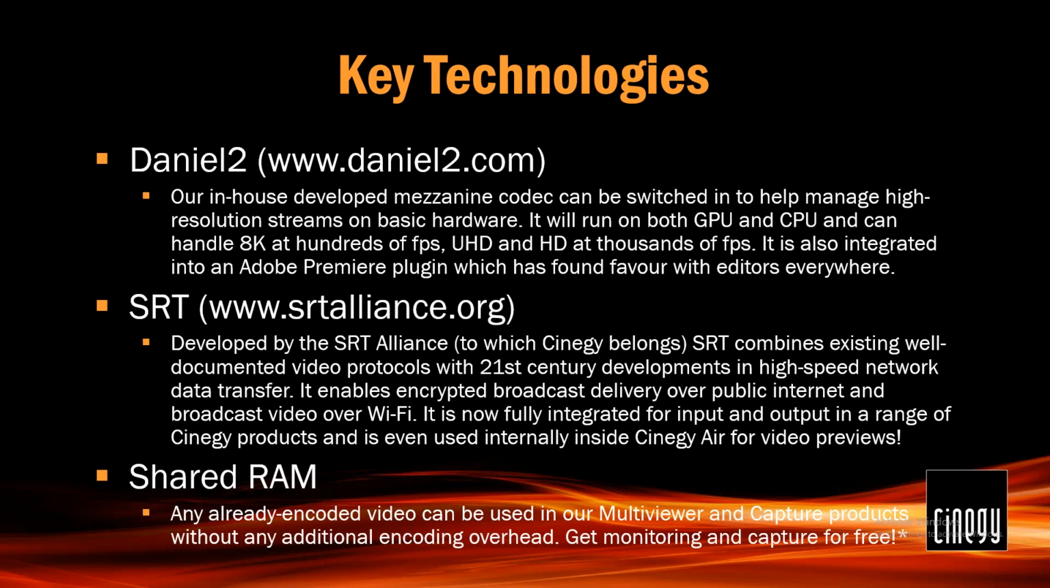Daniel 2 goes up to 64K, 16-bit color, 4444 color space, insanity. But obviously, if it does all of that, then it does all the other stuff so much easier. It's extremely quick. In the interest of honesty, the price of that is high bandwidth and big files, but in a lot of environments, that's less important. It will, as it says, encode 8K at hundreds of FPS and UHD and HD at thousands of FPS. And it's also available as a Premiere plugin.